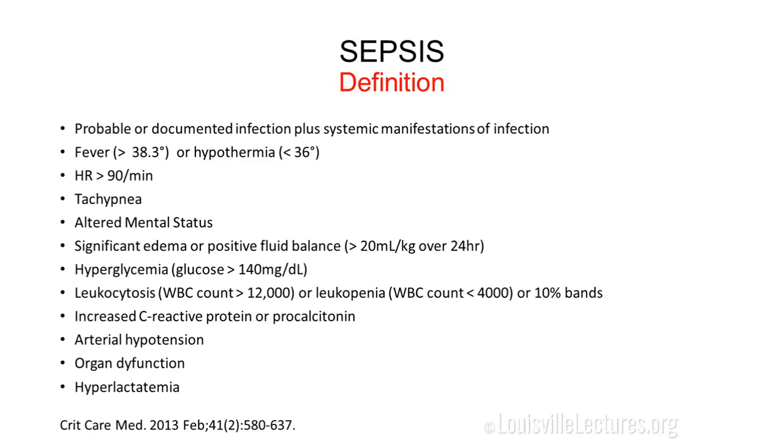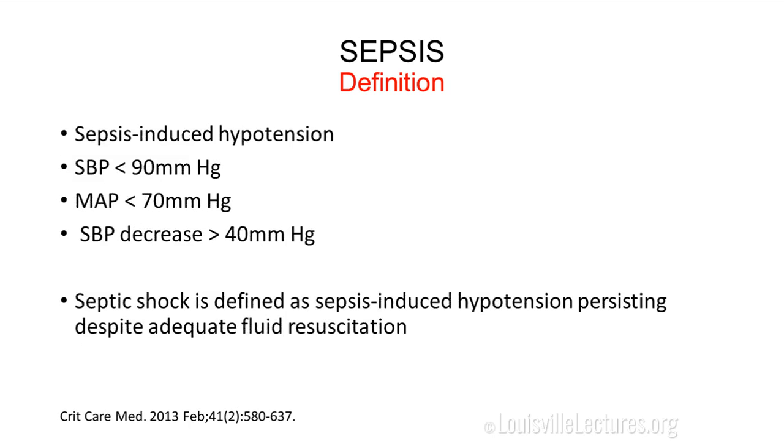So this is the definition of sepsis. So probable or documented infection plus systemic manifestations of infection. So what are those? Fever, hypothermia, high heart rate, high respiratory rate, altered mental status, significant edema or positive fluid balance, high blood sugar, leukocytosis or leukopenia, or 10% or more bands, increased inflammatory markers, increased procalcitonin, arterial hypotension, organ dysfunction, and high lactate.